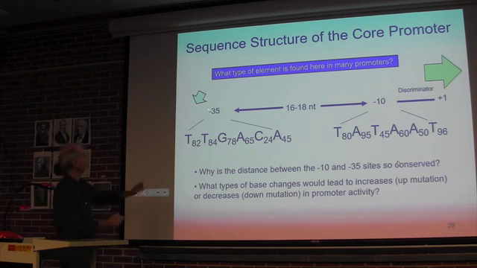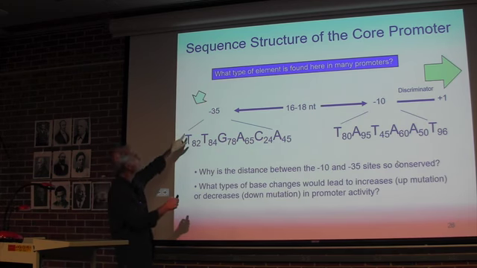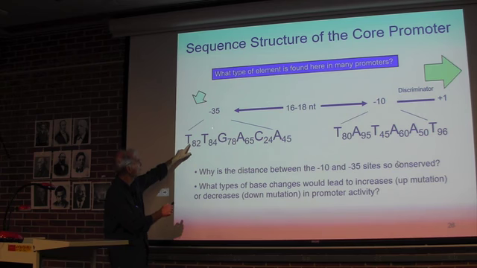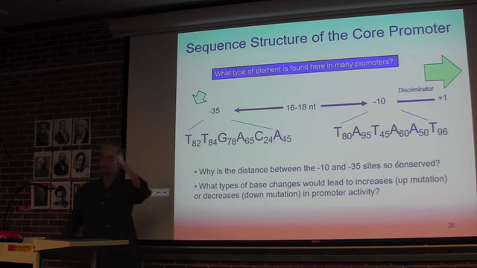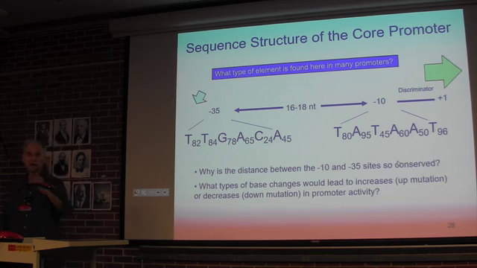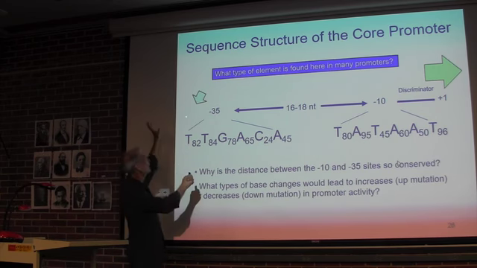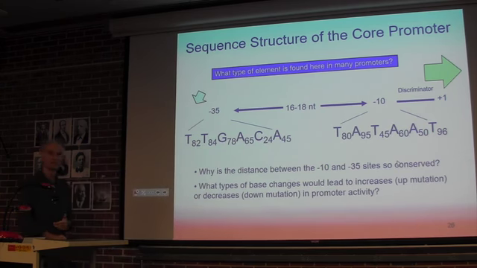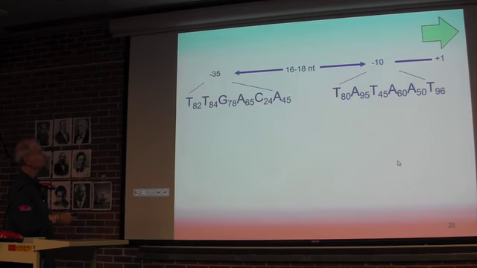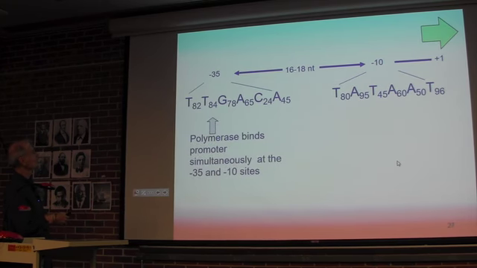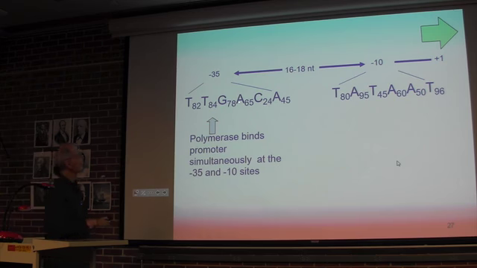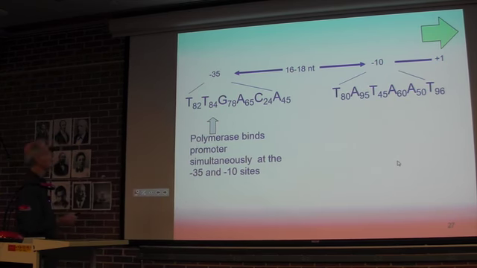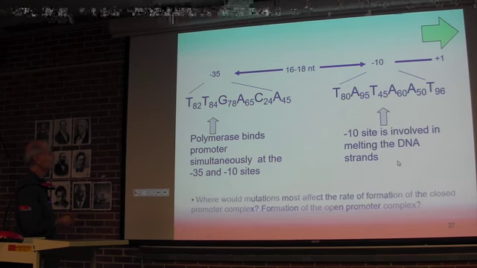What type of element is found right there? Okay, this is minus 35. What's right next to minus 35? UP, because the alpha CTD likes to make contact with sigma itself, domain 4.2, right? So it doesn't do any good to put a UP element halfway across the room. The polymerase itself sort of simultaneously makes contact with these two sites. Melting, of course, at the minus 10.